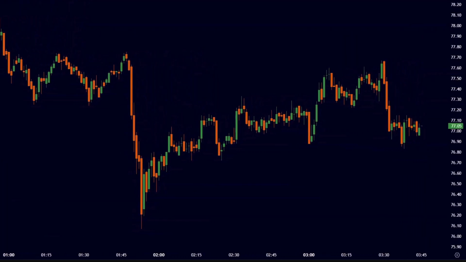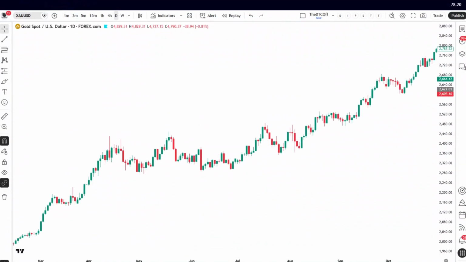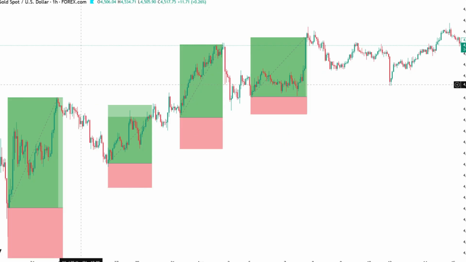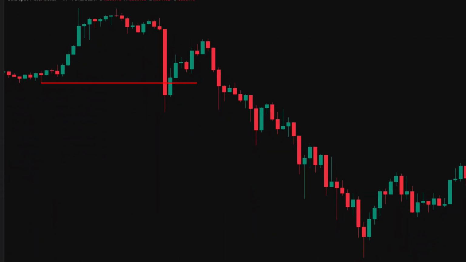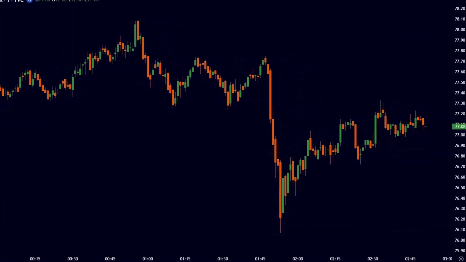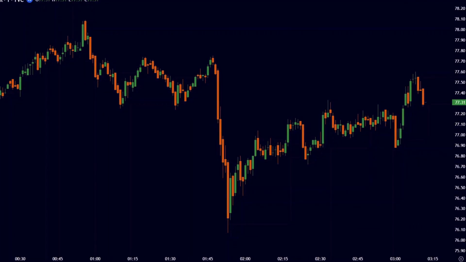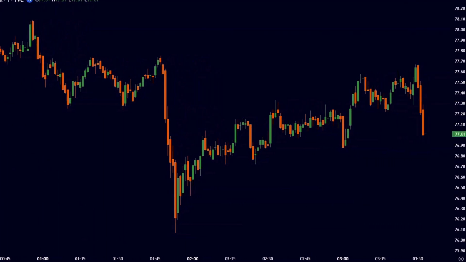Here's a practical rule that will serve you well. If price is in a bullish structure on the daily, look for buys on the lower time frame. If price breaks the daily structure bearish, stop looking for buys. Wait for confirmation of the new structure before you trade. Simple. But most traders never do this because they are too focused on the lower time frame setups and completely ignoring the higher time frame context.